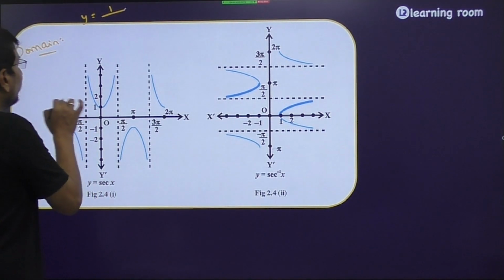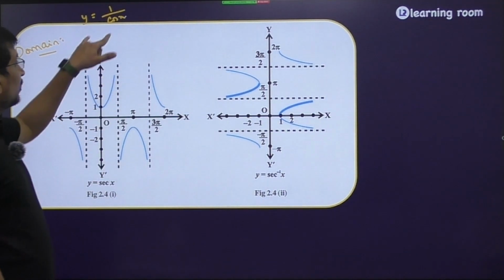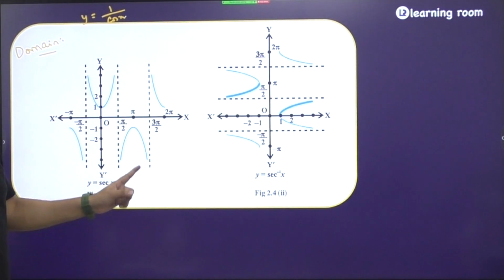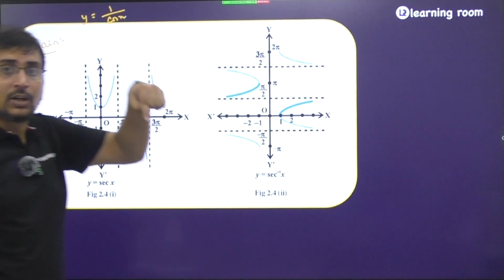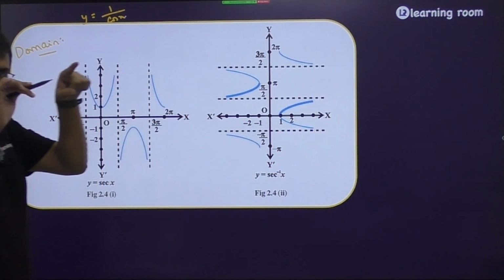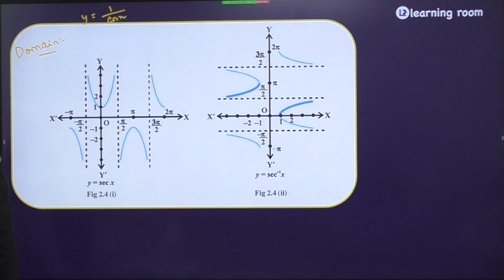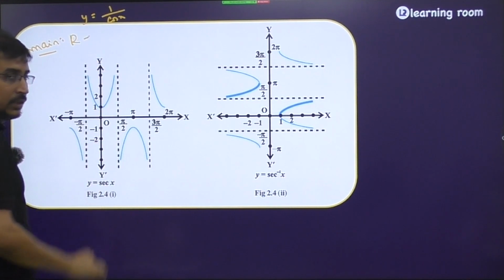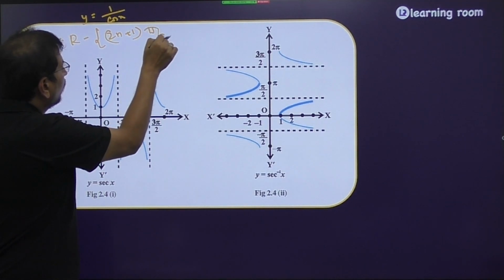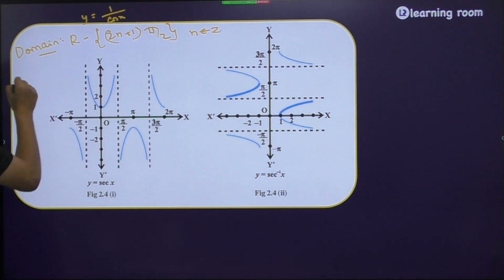Then in this case, y is equal to secant x. So y is equal to 1 by cos x. Since cos x is coming in the denominator, this will have a similar domain to whom? Which other function has cos? Tan. So whatever is the domain for tan will be the same domain here. So it will be all real numbers except odd multiples of pi by 2, n belongs to z. What about the range?